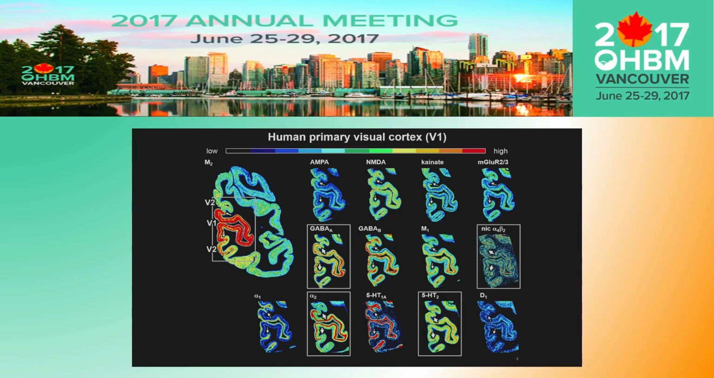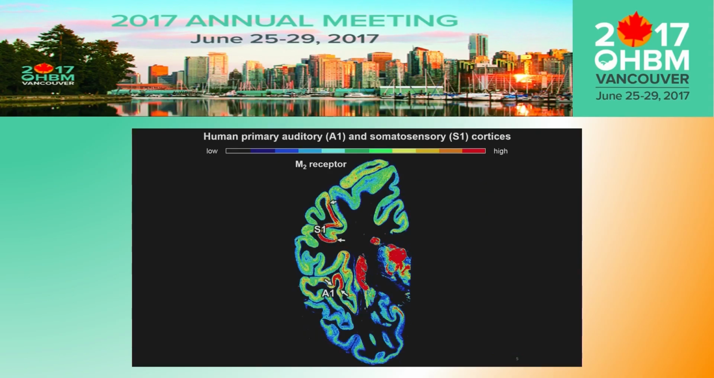If we move from the primary visual cortex into the other two primary sensory systems, this is a coronal section again through the human brain at a more central level, showing the central sulcus at the top of the section and the Heschl's gyrus in the lateral fissure. You can see that again the M2 receptors show these two primary sensory areas very clearly due to their extremely high densities.